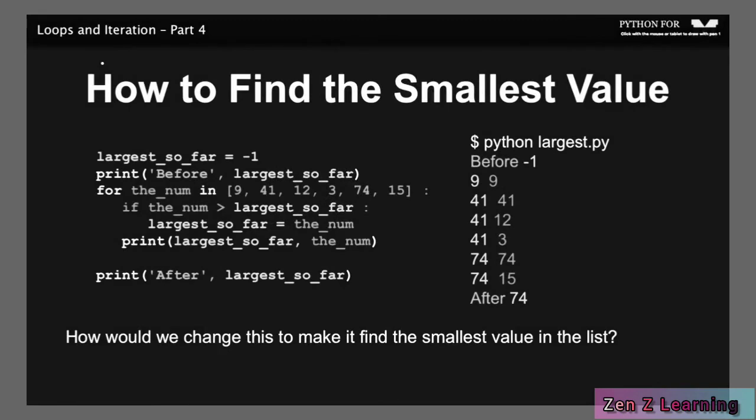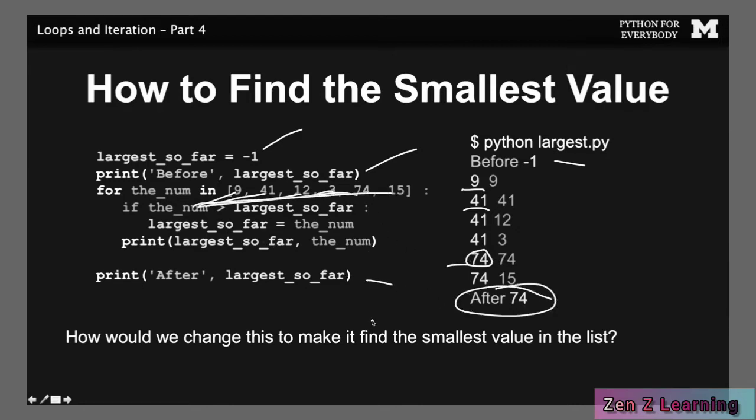And so just before we do the smallest value, let's review what we did for the largest value. We have this variable called largest so far that we set to -1, and then we print it out. It starts being -1. And then we go through this loop: 9, and the largest so far is 9, and then 41, we like that one better, and then 12, we don't like that, 3, we don't like that, 74, we keep that, and then 15 doesn't make any difference, and then it pops out, and we get 74. That is the largest, not the largest so far, but the largest you would get.